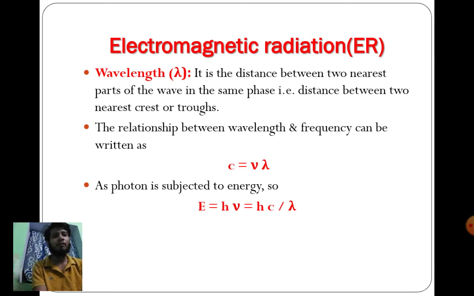The second parameter of electromagnetic radiation is wavelength. It is the distance between the two nearest points of the wave in the same phase, and the relationship between wavelength and frequency can be written as c equals nu lambda. And as we all know, a photon carries energy, so its energy equation is E equals h nu, or E equals hc by lambda. Here h is the Planck constant, which has a fixed value, that is 6.626 into 10 to the power minus 34.